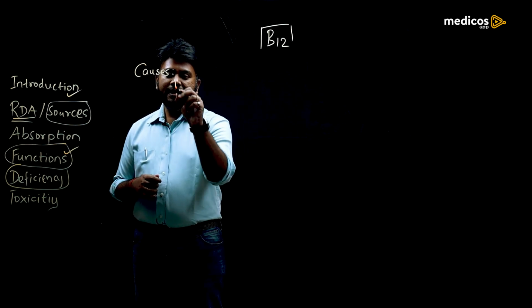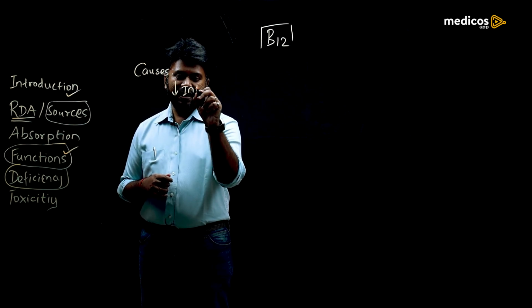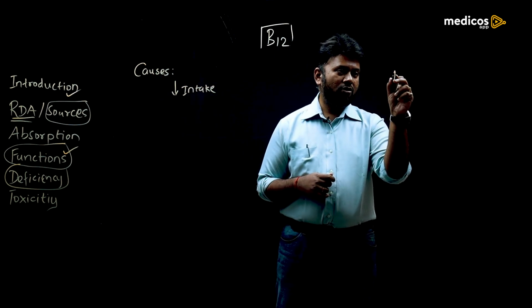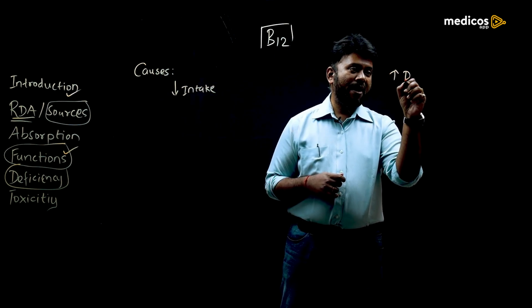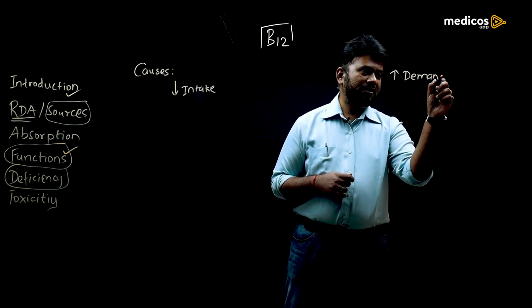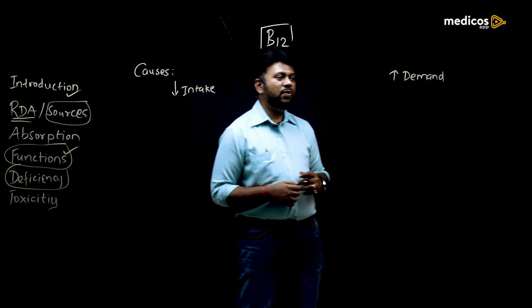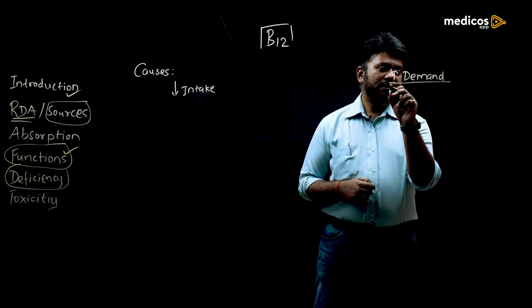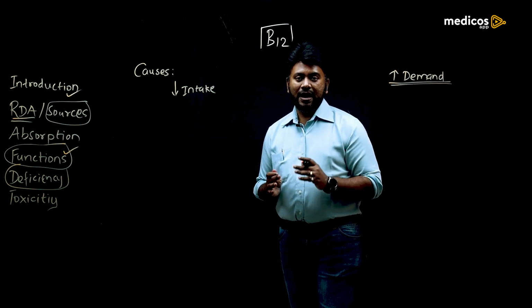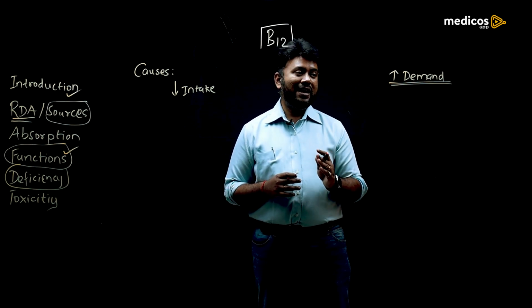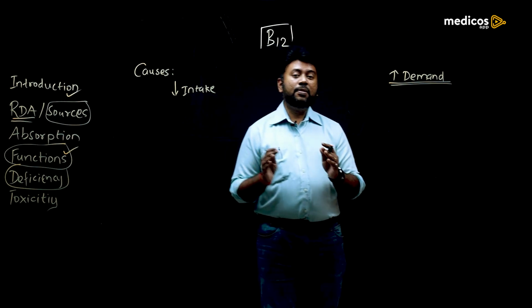One is decreased intake, or increased output, or otherwise we can call it excess demand. So if any of these things happen, they can lead to vitamin B12 deficiency. First we will start with the increased demand. Just now I said that vitamin B12 helps in relieving the folate trap. So for the proper function of folic acid, vitamin B12 is very much needed.